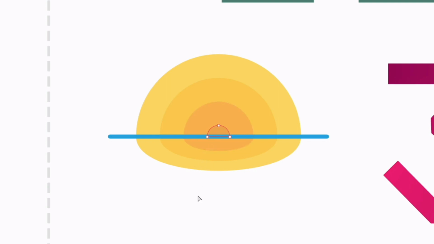If I hold Command on my keyboard, you can see we're able to select our direct selection tool. So I can select another circle here. If I let go, I'm back to my anchor point tool.